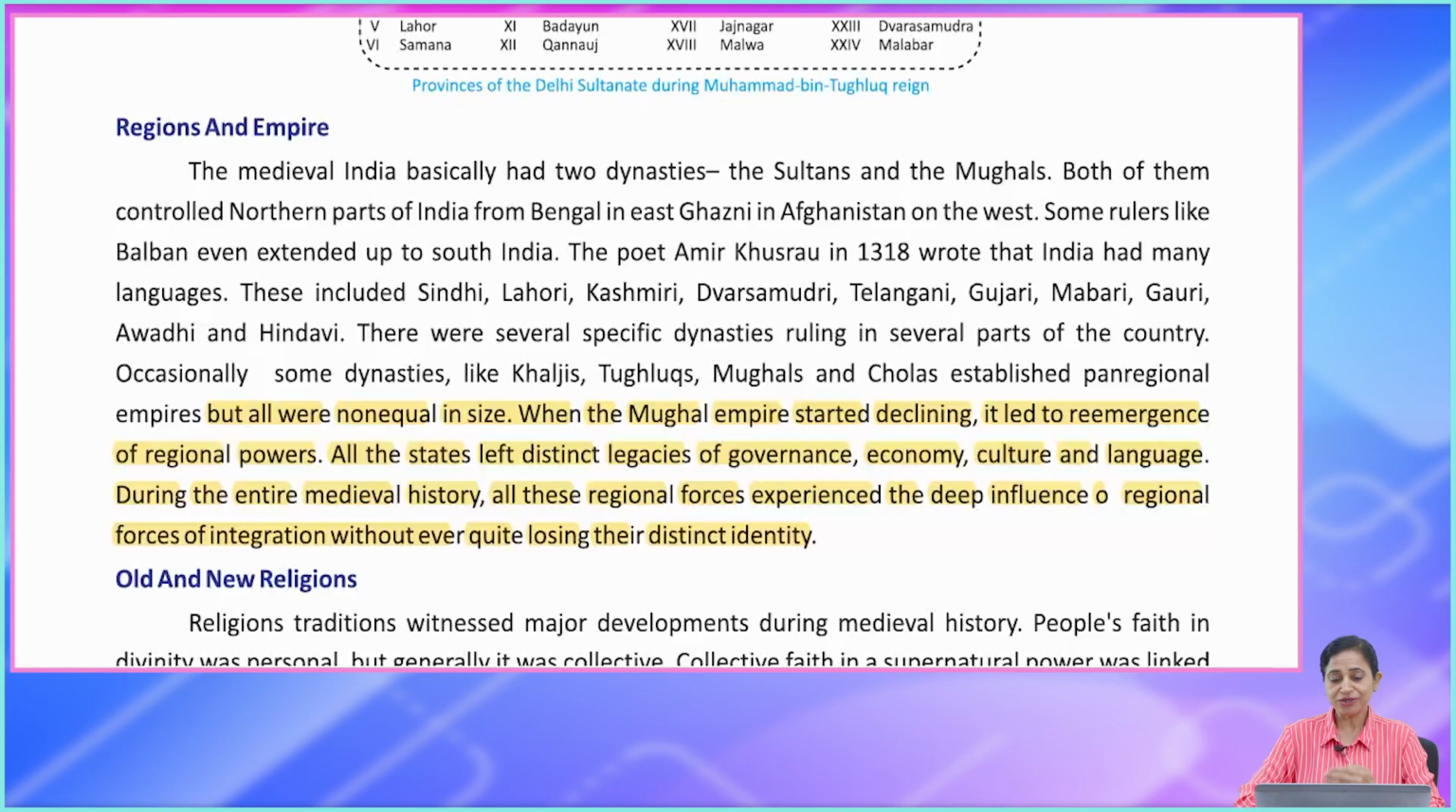When its decline started, it led to emergence of regional powers. All the states left distinct legacies of governance, economy, culture and language. During the entire medieval history, all these regional forces experienced the deep influence of forces of integration without ever quite losing their distinct identity.